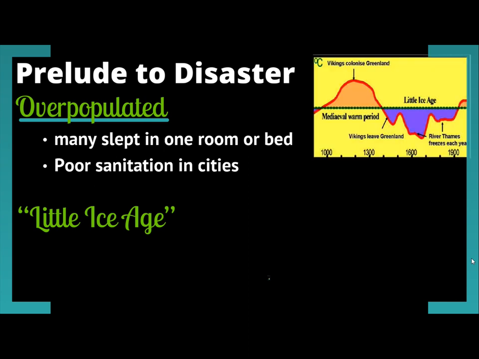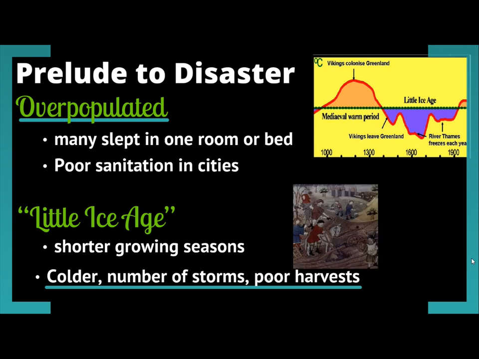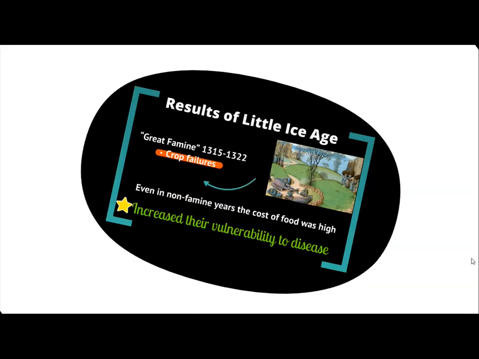And then during this time, they experience what's known as a little ice age. So there's going to be shorter growing periods, much colder temperatures, which means there's going to be a number of storms like snow that will destroy crops, leaving poor harvests. Now, if we've learned anything, it's when there's too many people and not enough food that creates conflict, right? So that is exactly what's going to happen during this later part of the Middle Ages.